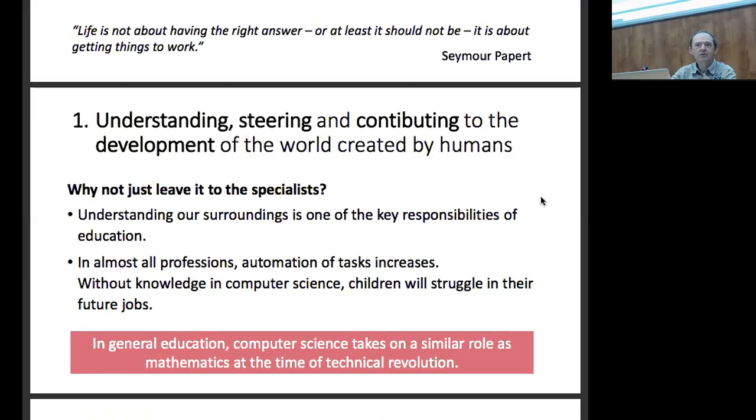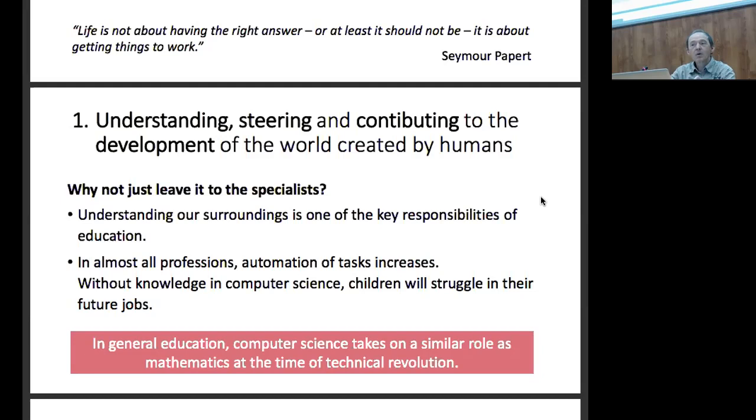So the first point is very clear. We need a subject where you learn to understand the world that humans created. This is not natural science, for sure. This is about technique. And I say more, it's not only to understand how it works, but you learn to understand how it works to be able to control this world and to develop this world or to participate in this development. Okay?